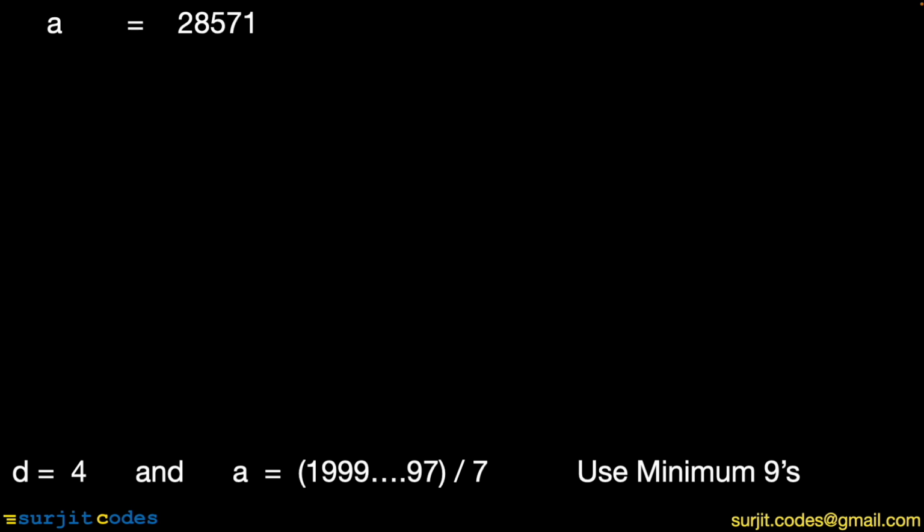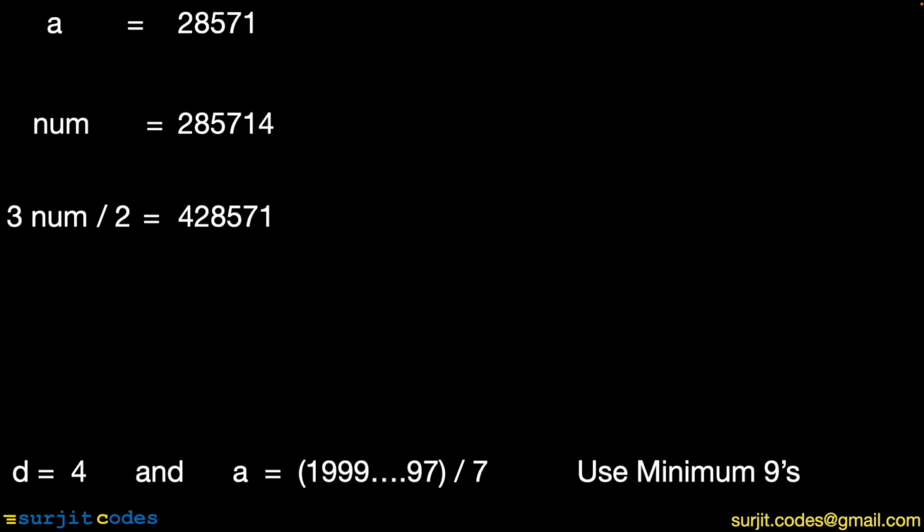We know that AD is the required number, so we append D at the end of A to get the desired answer to the problem. We can verify that if we multiply this number by 3 by 2, we get the new number in which 4 shifts to the extreme left. You can try similar problems for different ratios and analyze the results.